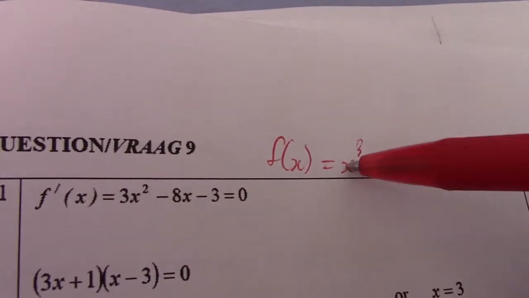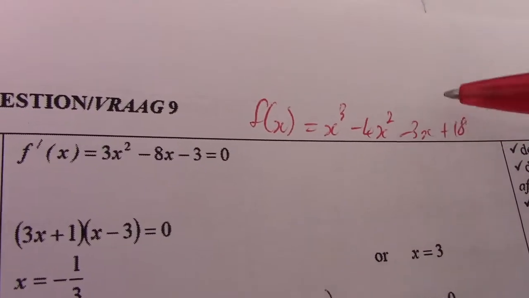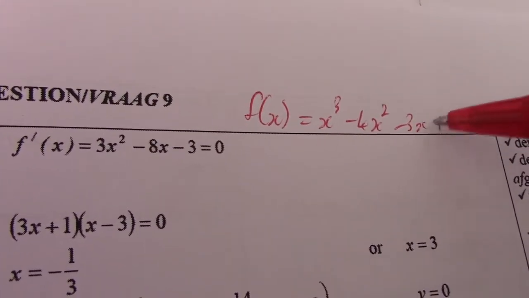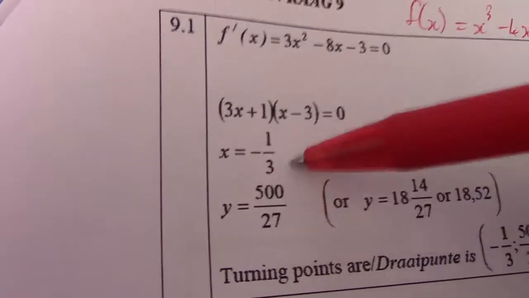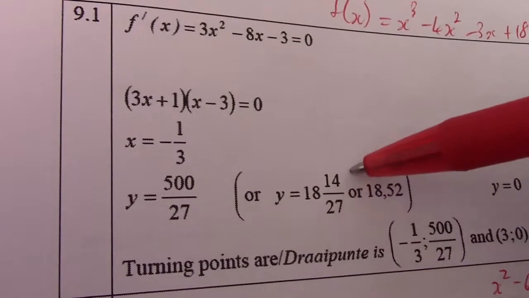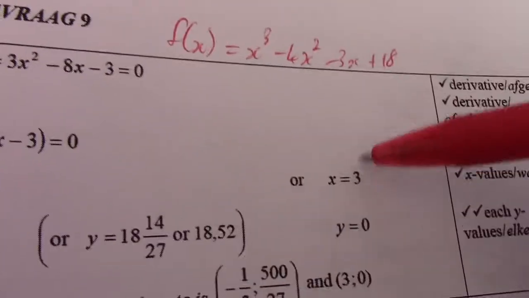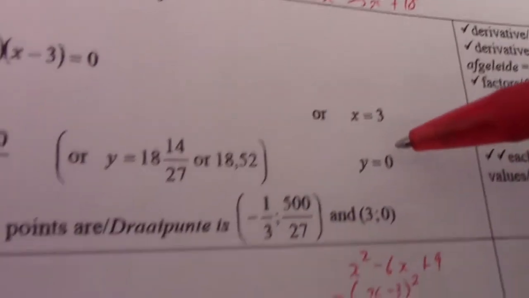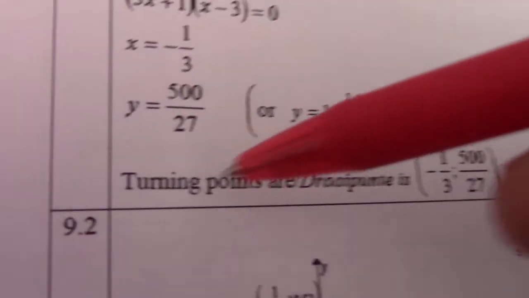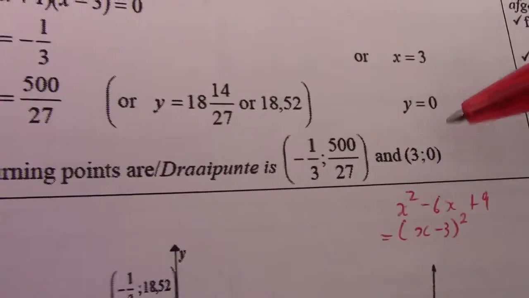This goes back into the original equation. So (−1/3)³ − 4(−1/3)² − 3(−1/3) + 18 gives me y equals 500 over 27, or as you can see, 18 14 over 27, or 18,52. Same goes here: we put x equal to 3 back in and y equals 0. So therefore my stationary points are (−1/3; 18,52) and (3; 0).